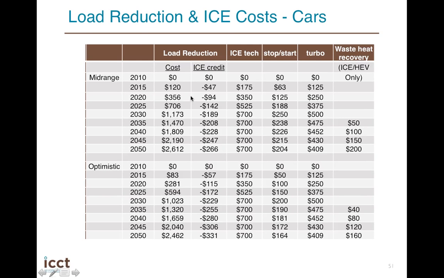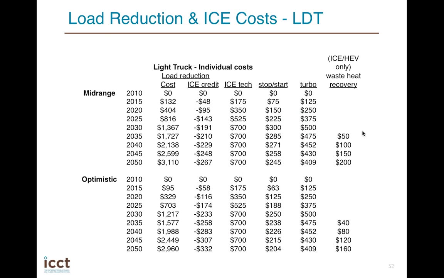Load reduction. You have the direct cost of the load reduction. You have a credit for the ICE downsized that directly goes along with that. These are the ICE technology costs that we derive from the MIT work, plus the turbocharging cost. We added a stop-start system cost, and then for hybrids only, in the long run, a waste heat recovery cost. This is the exact same chart, except for light trucks. Again, I'll just let people look at this in the handouts afterwards if you're interested.